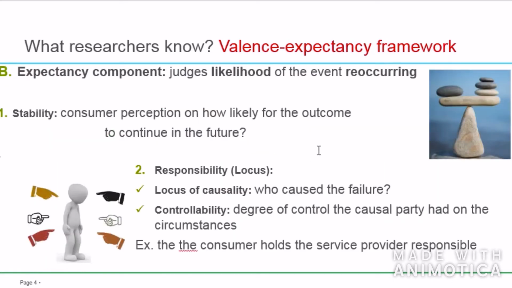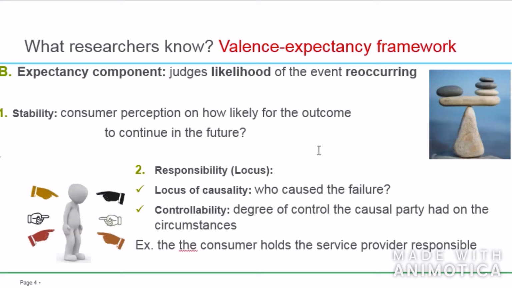For the next part, let's talk about the expectancy component. Basically, it judges the likelihood of an event reoccurring, and it contains two different variables. First, the stability. Will this component stay for a long time? Does it come again? And number two, the responsibility. In the responsibility, you think about who caused the failure, who is responsible for the problem. This is one point. But you also usually look at whether this person controlled the outcome of what happened.